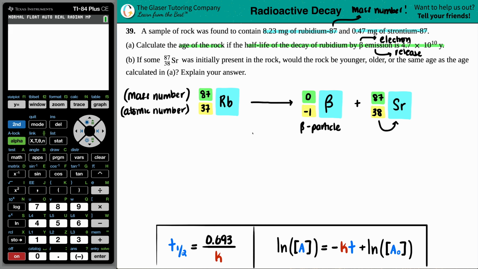All right, so the puzzle is slowly unraveling, right? They did say that I had 8.23 milligrams of this, and then they said that I had 0.47 milligrams of the strontium. Now look at these mass differences, right? This is much greater than this.